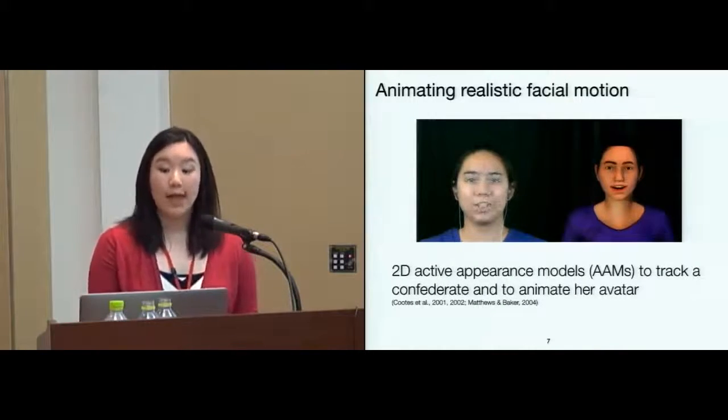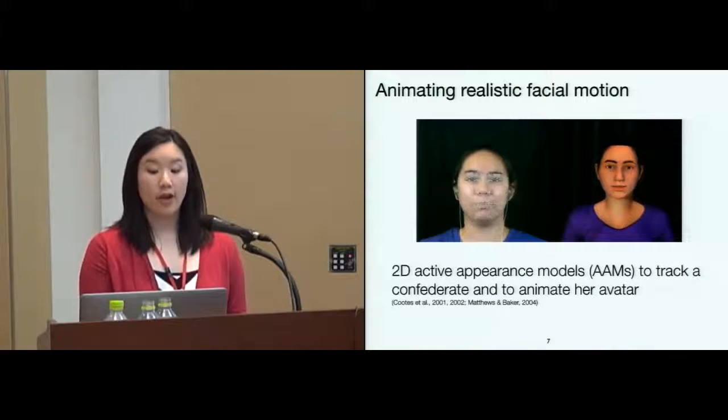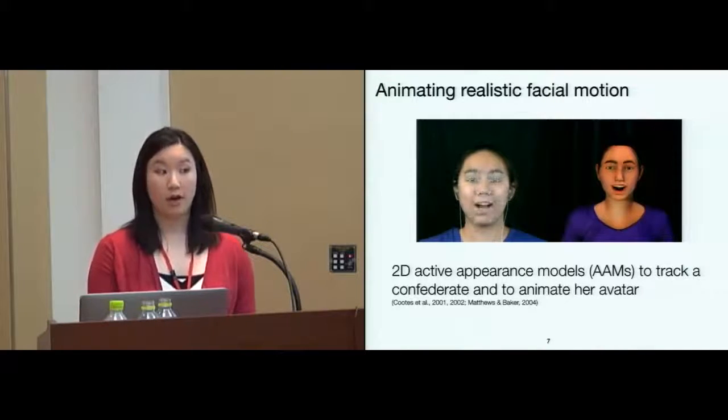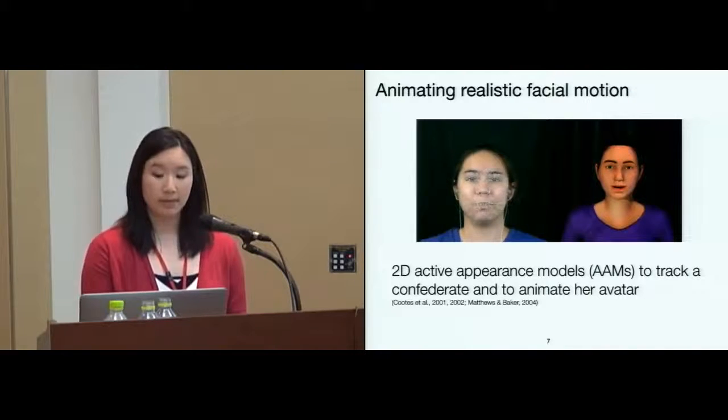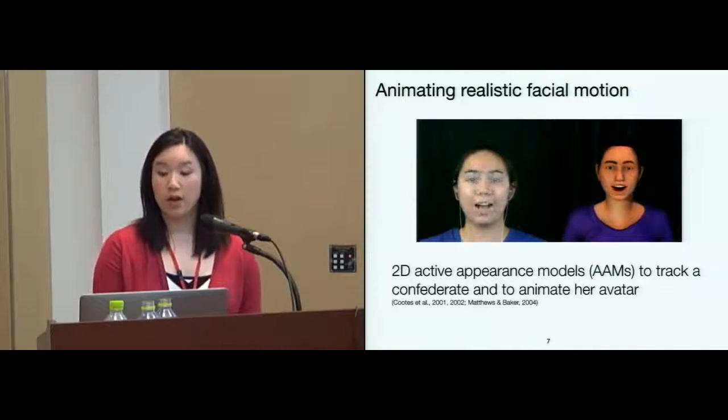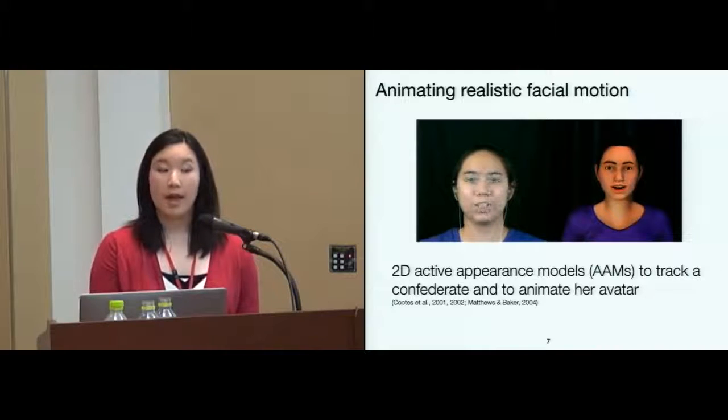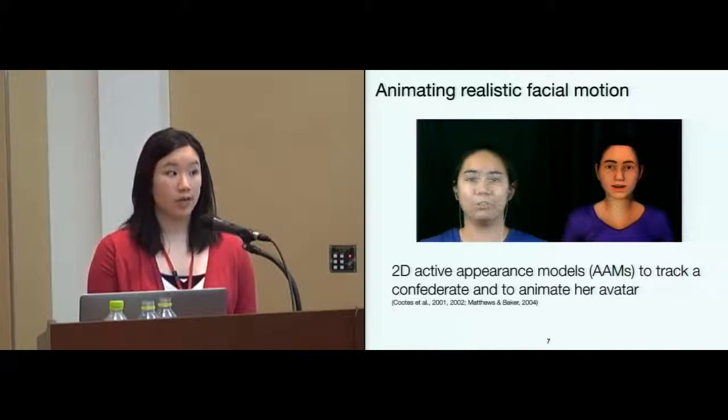We use 2D active appearance models to track the Confederate's motion and to animate her avatar. Active appearance models, which I'll refer to as AAMs, can capture subtle facial motion, eye gaze, and blinks. AAMs can also track in real time.